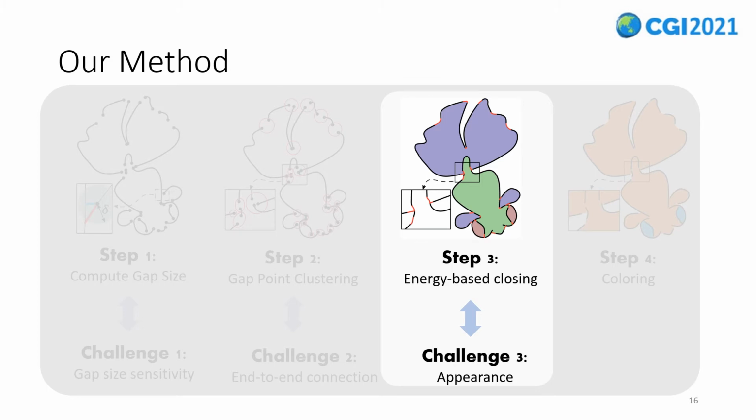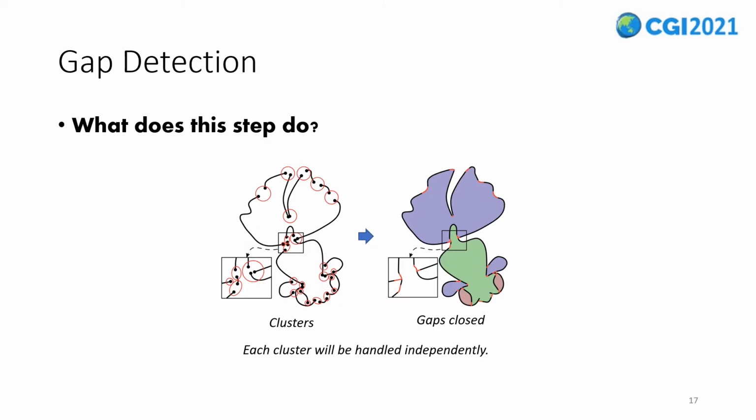Now we have clustered gap points. The next step is to close them. In this step, clusters will be processed one by one. Gap points in one cluster will be considered as a whole.